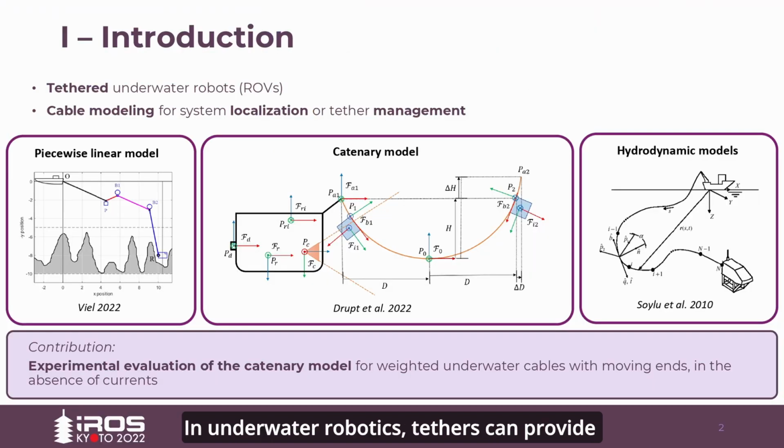In underwater robotics, tethers can provide real-time communication and energy supply to remotely operated vehicles. Tether management strategies or vehicle localization may require a tether shape estimation, which may rely on a cable model. On the one hand, the cable can be constrained to a simple piecewise linear model by the addition of buoys and ballasts. On the other hand, hydrodynamic models describe the general case of any cable but are not suitable online. Alternatively, the cable can be modeled by a catenary.